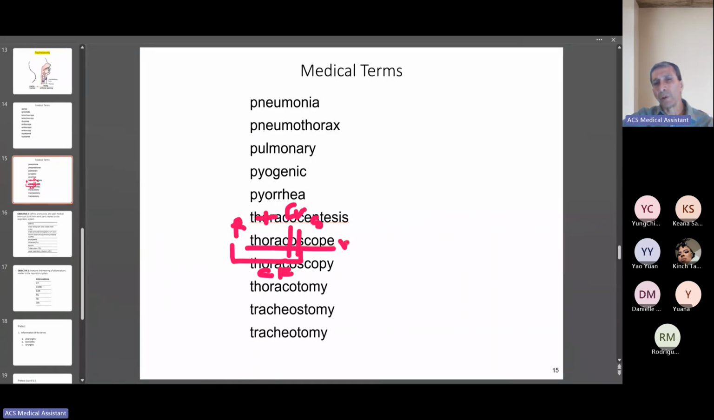We know already that scope is an instrument. What is this instrument used for? Used for checking inside the chest, checking inside the lungs. We cannot say that it's checking inside the air. How can we go inside the air? That's not possible. So we said that it is to check the lungs or the chest, because thorax means that.